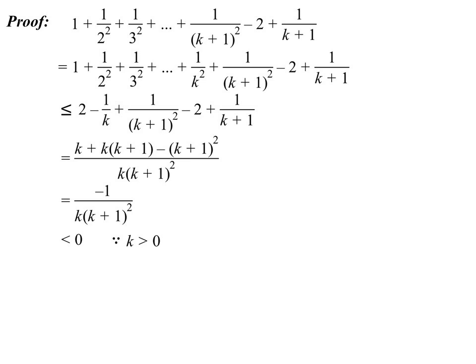How do I know that? Well, k, remember, was a positive number. k plus 1 squared is certainly positive. So the bottom of the fraction is a positive number. The top of the fraction is negative 1. Well, a negative divided by a positive will always be negative. So yes, that is less than 0.